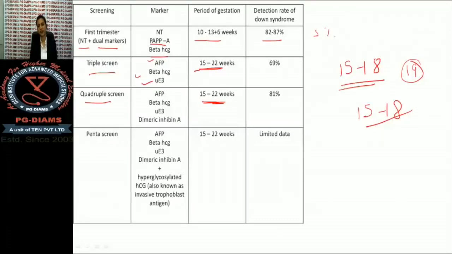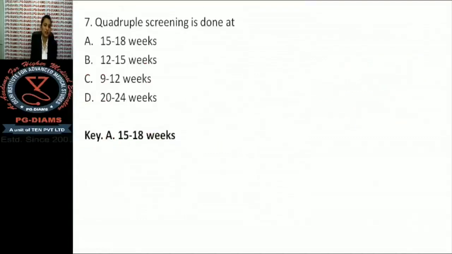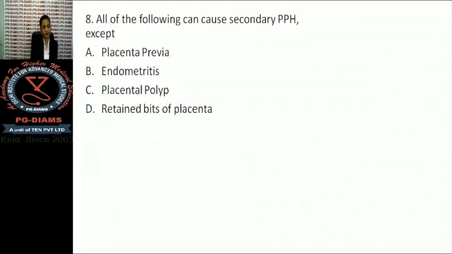So you do all the second trimester screenings before 18 weeks. So 15 to 18 weeks is your answer. Penta screen is a new screen. I thought I would tell you. Apart from the markers of quadruple screen, AFP, beta HCG, UE3 and dimeric inhibin A, we also use hyperglycosylated HCG, which is also called invasive trophoblast antigen. This is a new marker which is used in penta screen, again done at 15 to 22 weeks, still in its experimental phases. So your answer here is 15 to 18 weeks.